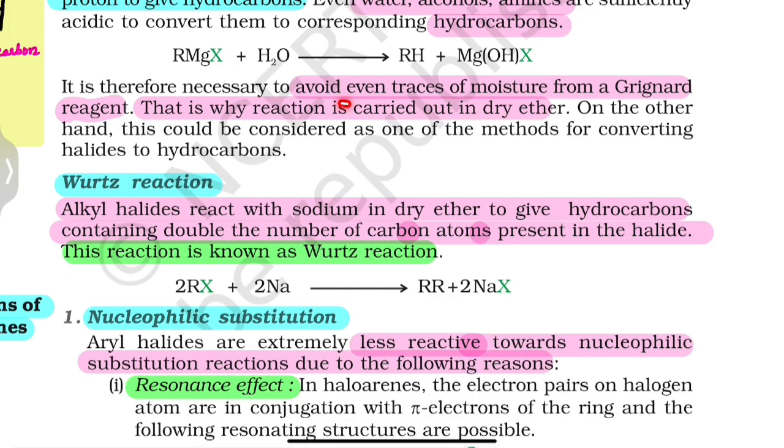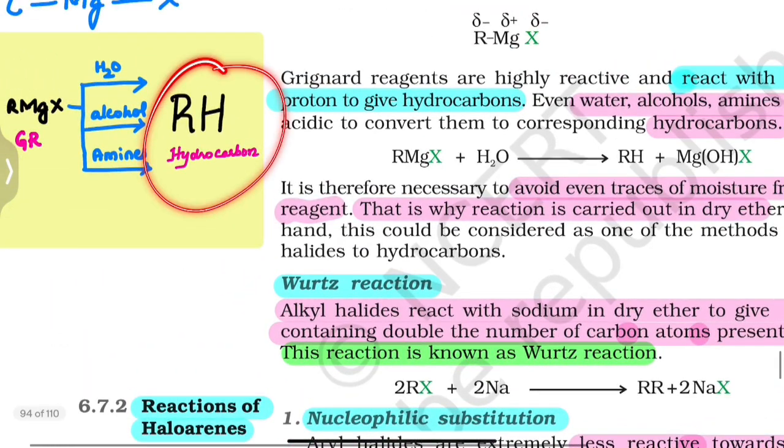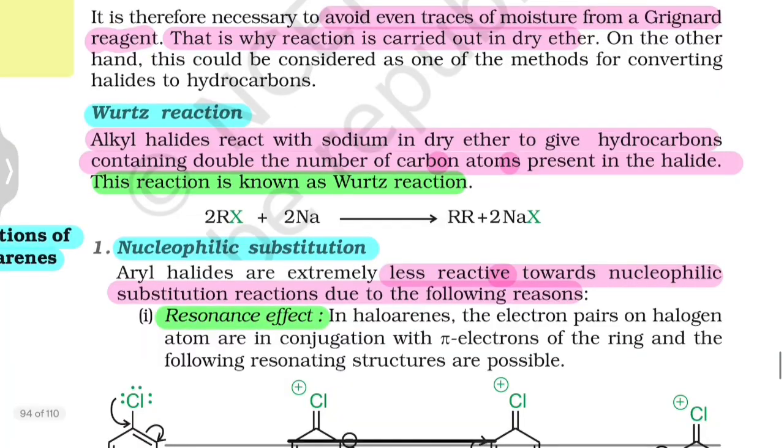So it is necessary to avoid even traces of moisture from the Grignard reagent. That is why the reaction is carried out in dry ether. The reason is that even if moisture is present, the Grignard reagent will be converted into hydrocarbon.